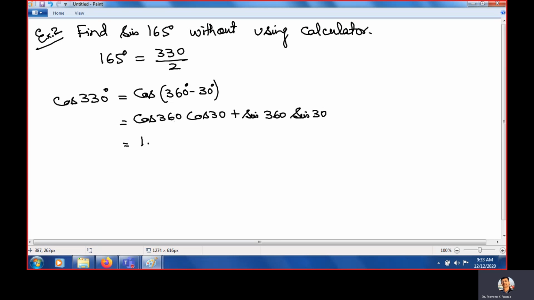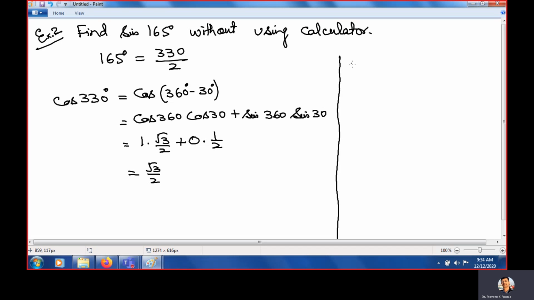Cos 360 is 1, that you can see from the table. Cos 360 is cos 0, and cos 0 is 1. Cos 30 is square root 3 upon 2, plus sin 360 is sin 0, which is 0, and sin 30 is 1 upon 2. So the answer is square root 3 upon 2. This is the value of cos 330. Clear?